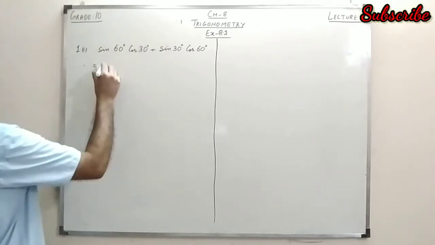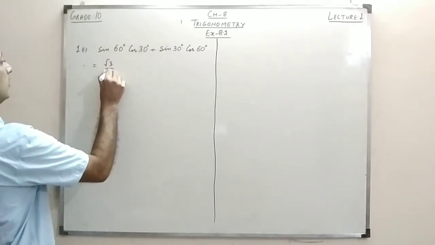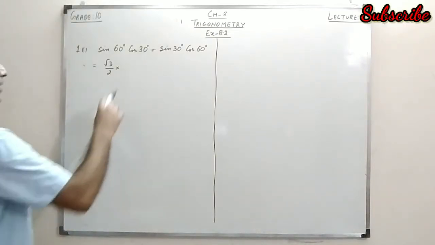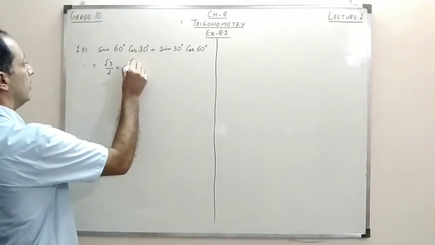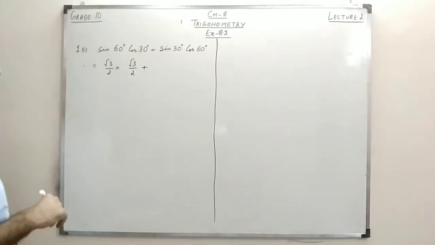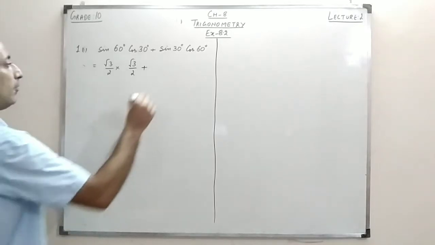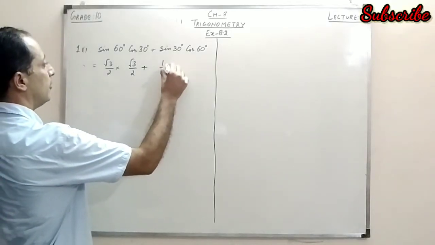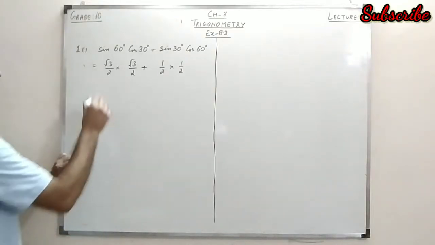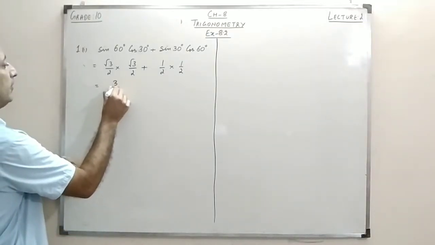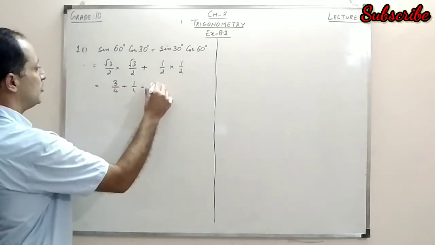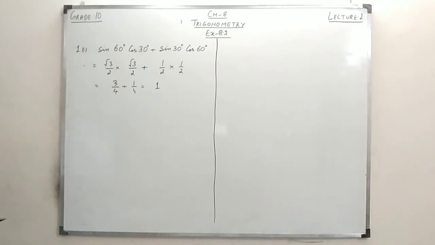Sin 60 is square root of 3 upon 2 multiplied by the value of cos 30, that is again root 3 upon 2, plus sin 30 is 1 upon 2 and the value of cos 60 is 1 by 2. If you multiply these two, I get the values as 3 by 4 plus 1 by 4, and when I add these two, I get it as 1.